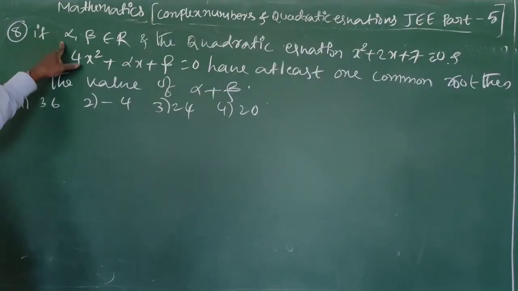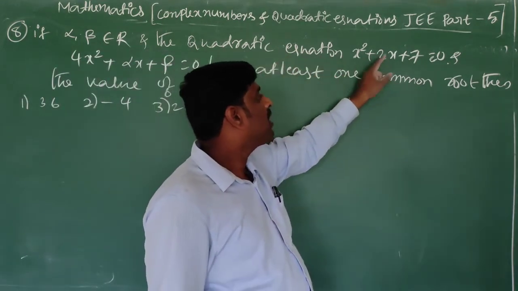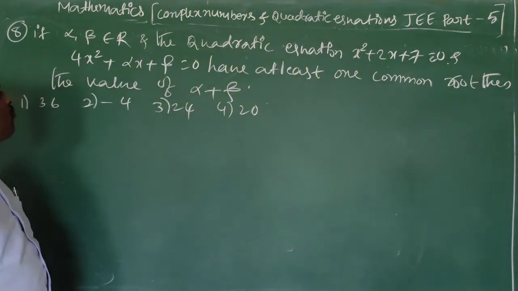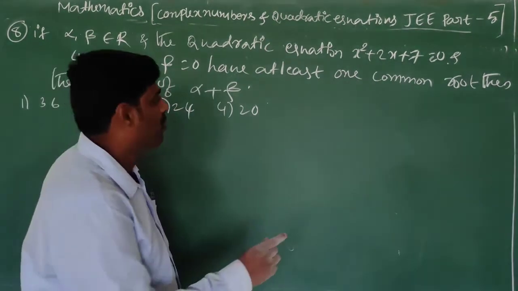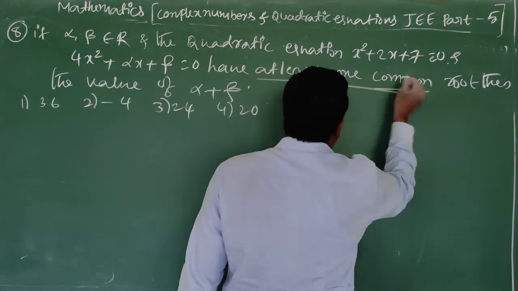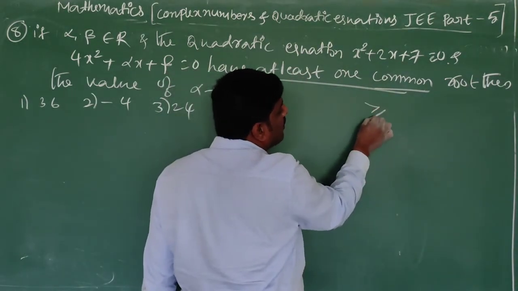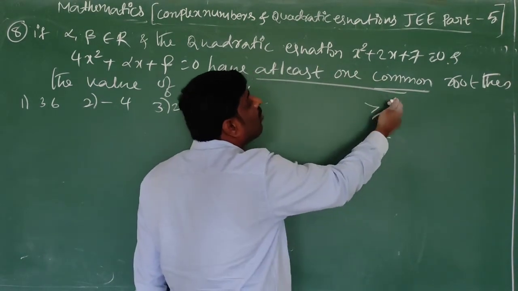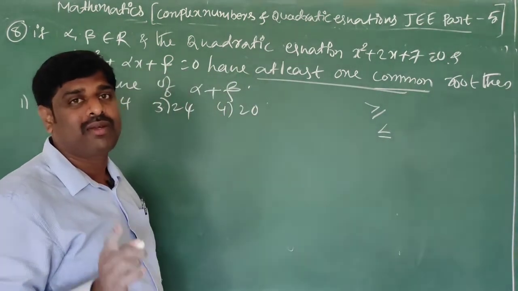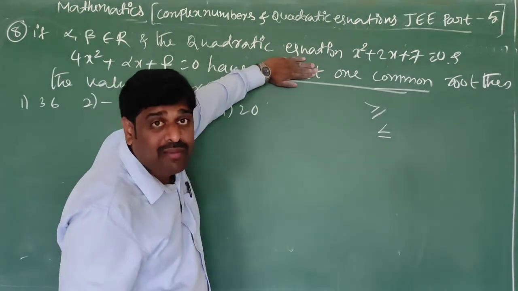Next question: if alpha, beta belong to R, the quadratic equations x square plus 2x plus 7 is equal to 0 and 4x square plus alpha x plus beta is equal to 0 have at least one common root. So here the question is very important, note this point: at least one common root means, at least means greater than or equal, at most means less than or equal. One common root or two common roots. Remember this point, children. If it was only one common root, the formula will change.